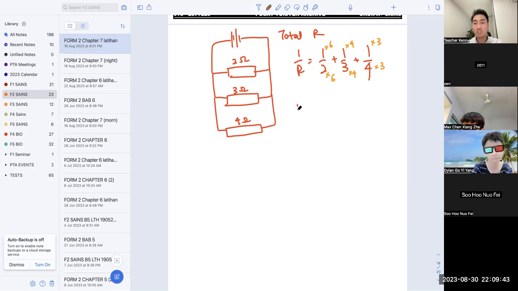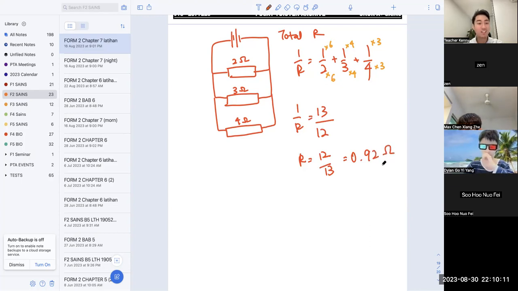So what do I get in total? 1 over R is 6 plus 4 is 10. 10 plus 3 is 13. 13 over 12. Agree? This is 1 over R. So if I flip, it will be 12 over 13. Okay, 12 over 13 gives me 0.92 or 0.923 ohm. Those who got 0.92, you got it?